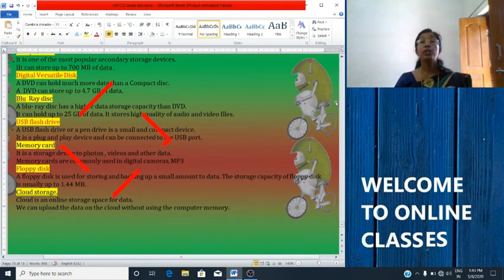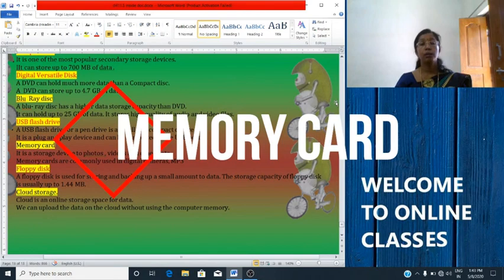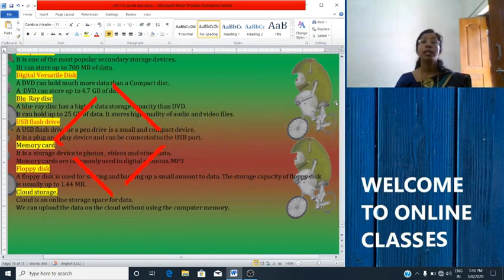Then we studied about a memory card. Memory card is used in mobile phones, laptops, digital cameras, etc. It is used for storing data permanently. We can erase the data from it and write it again.